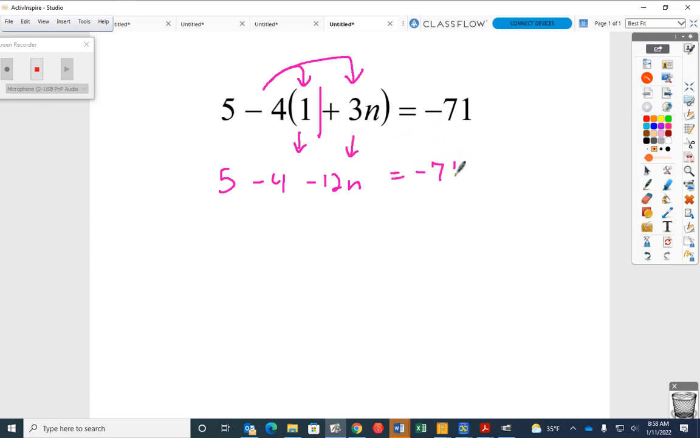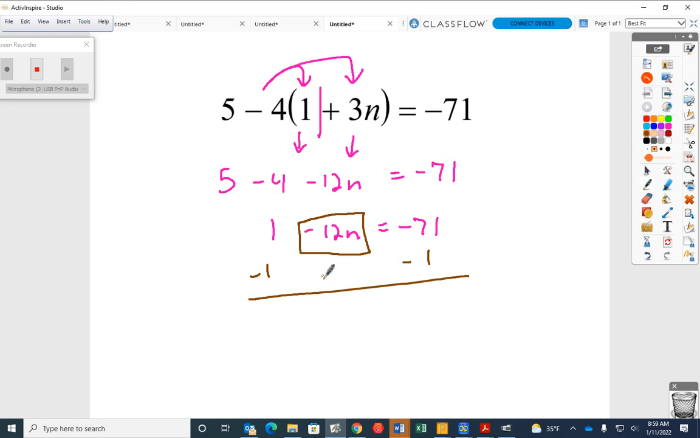Now, can I combine anything over here? Yeah, what's 5 minus 4? 1. Okay, 1 minus 12n equals negative 71. Is this a two-step equation? Yeah. So I'm going to put this negative 12n in my box. How do I get rid of this positive 1? I subtract 1 from here, and I subtract 1 from there. So these cancel. I now have negative 12n.